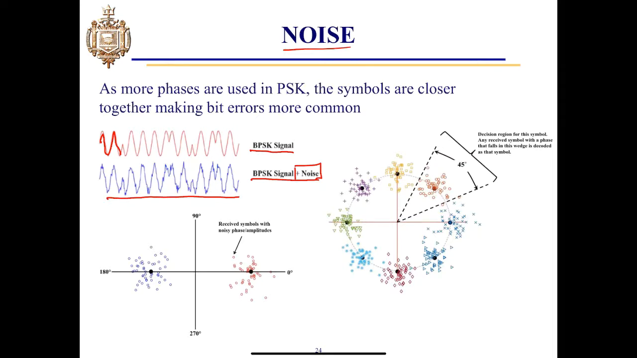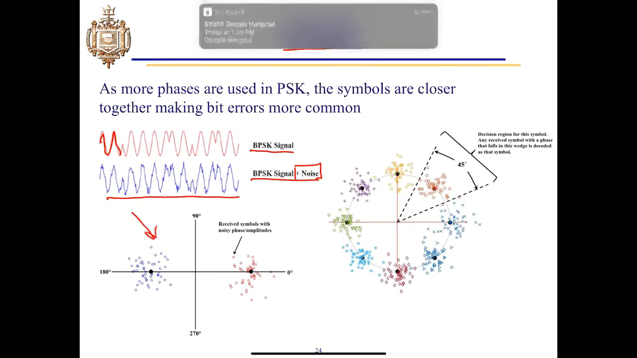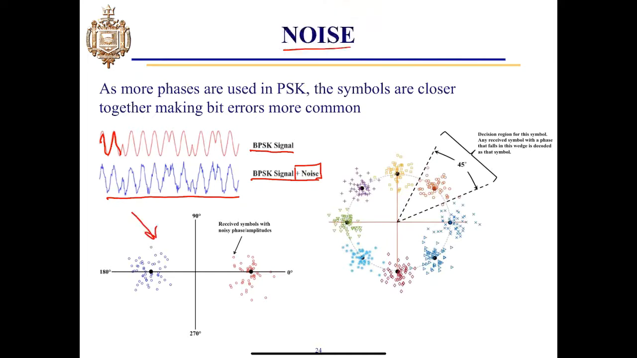So here's the constellation diagram. This will be the constellation diagram for BPSK. I'm shifting between 2 different phases. The radius, the amplitude, is the same for these 2 symbols, but the phase is changing. This is what it may look like to the receiver.